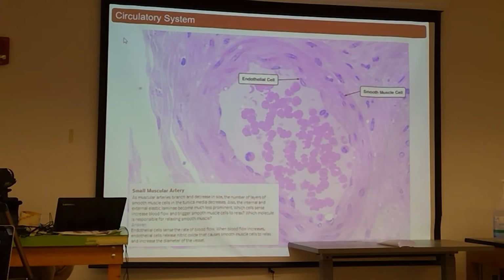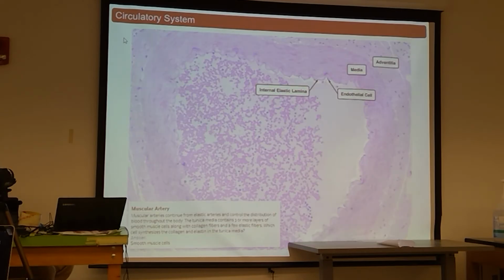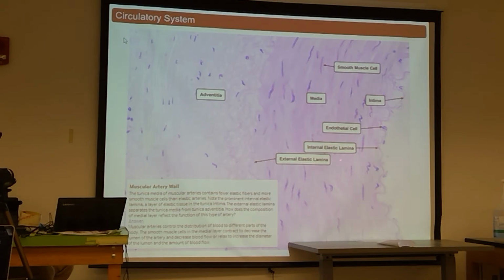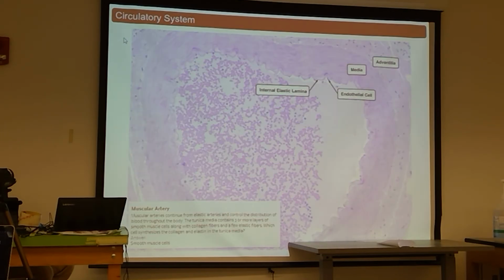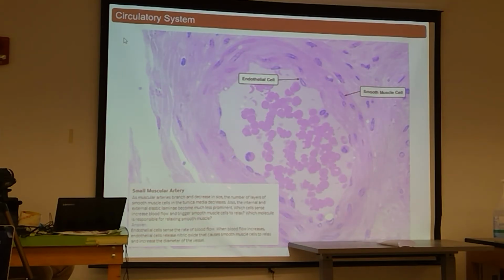Here's another one. So this is a smaller one. So this one's going to have like the most variety in terms of the difference. So you can see these 3 different pictures. This is like the biggest you'll get for a muscular artery, a little smaller, and then this will be pretty much your smallest one. So it probably has about 3 layers, and that's going to be your kind of cutoff between a small muscular artery and an arteriole, which we'll talk about next.